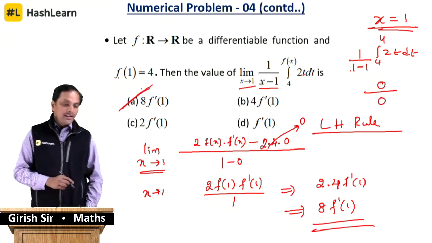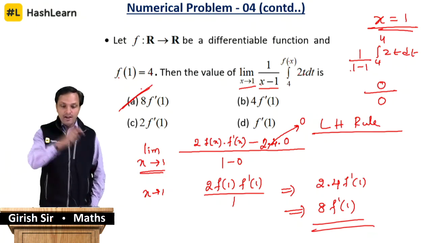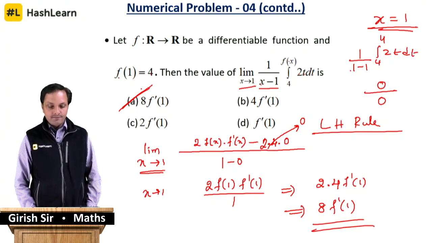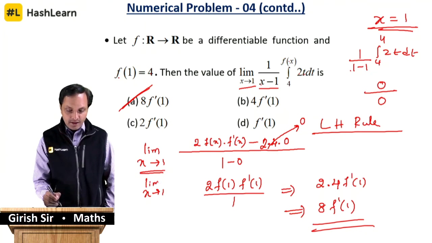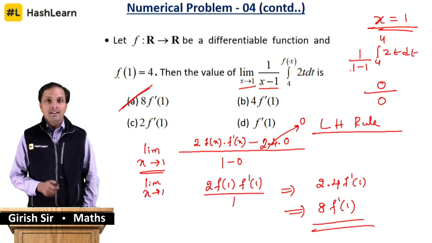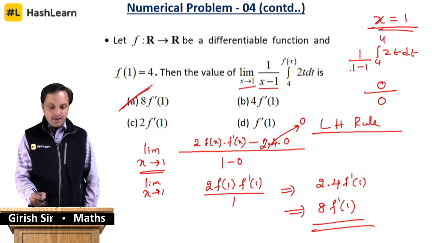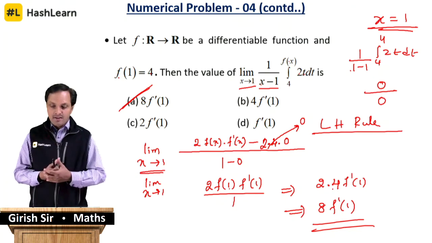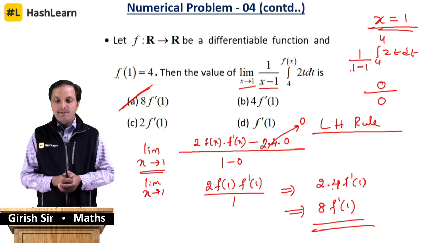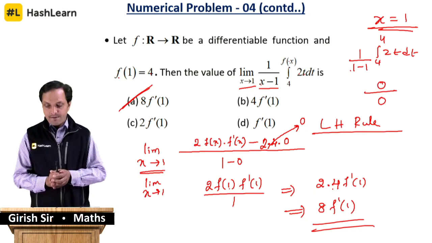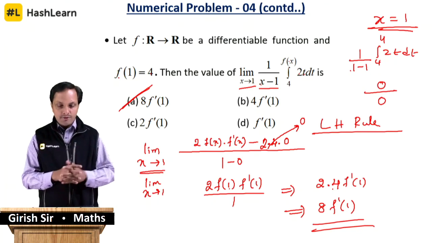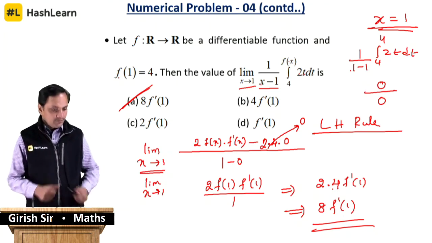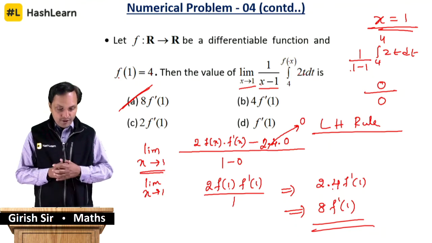There is an option, 8 times f dash of 1, in option A. That is your answer. This is your limit. You are going to put x as 1. After you put, this will be f of 1, which is 4, and f dash of 1. We don't know the value of that, but the final result is in the form of f dash of 1. Keep it as it is. So the final result is 8 times f dash of 1, which is there in option A. Okay, hope you all follow the steps.